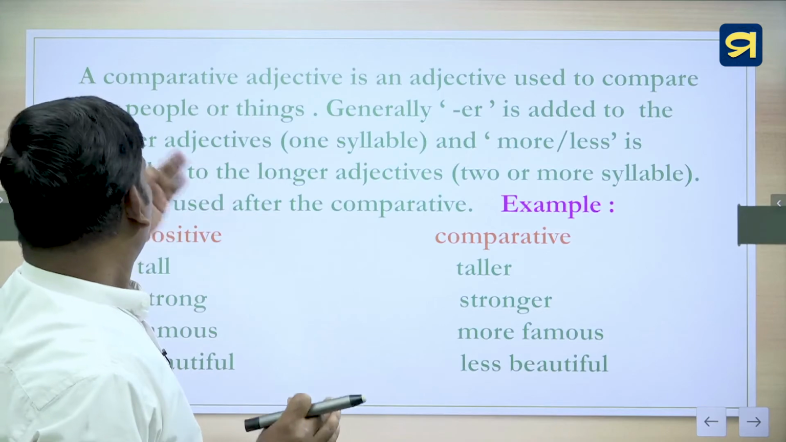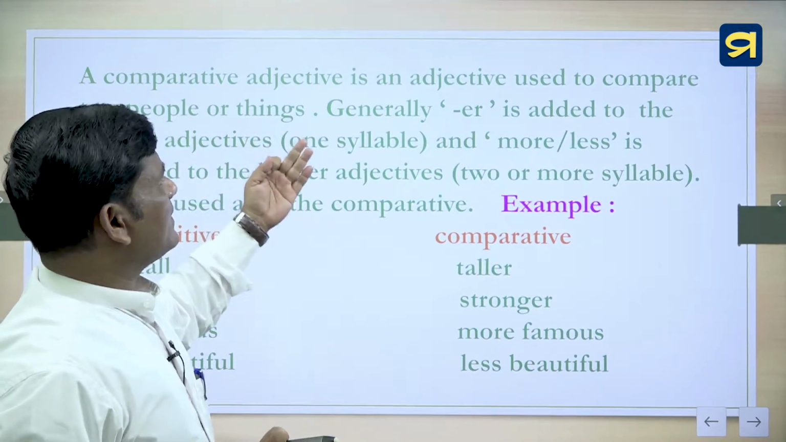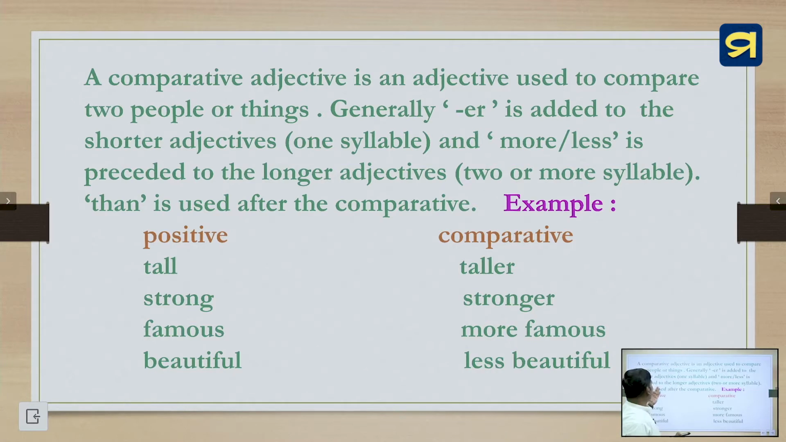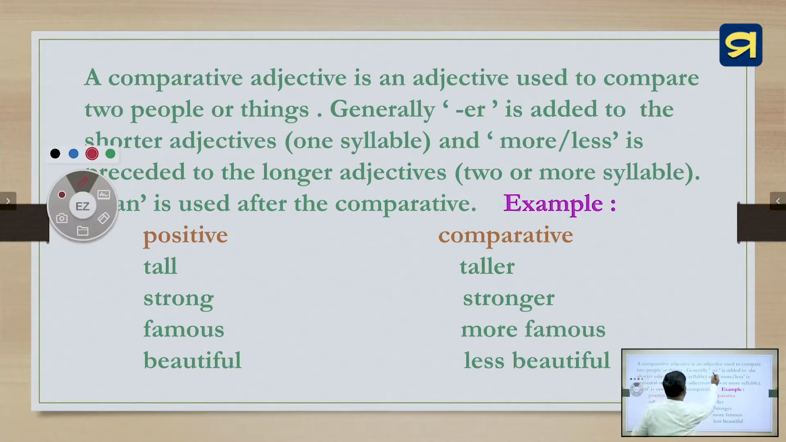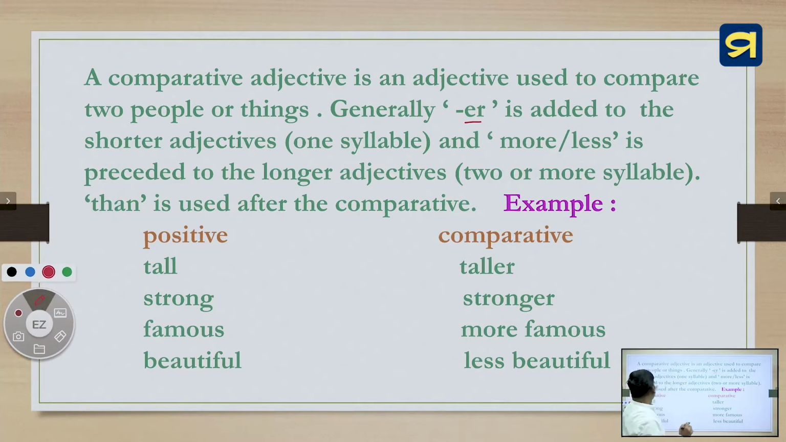Now look at here. A comparative adjective is an adjective used to compare 2 people or things. Generally, ER is added in comparative degree to the shorter adjectives. What do you mean by shorter adjectives? We will discuss. Or one syllable adjectives. And more or less is placed before the longer adjectives. What is a longer adjective? The adjective which has two or more syllables.